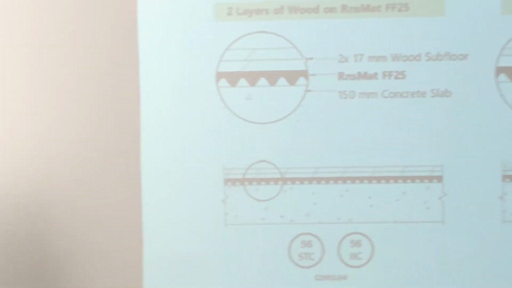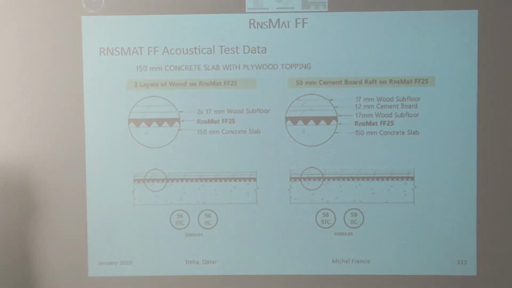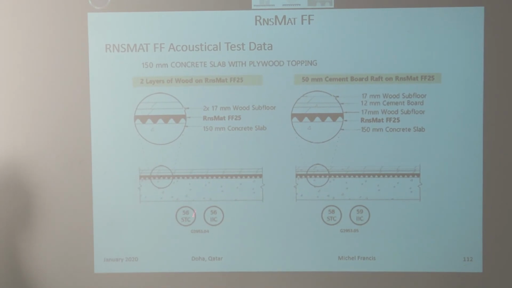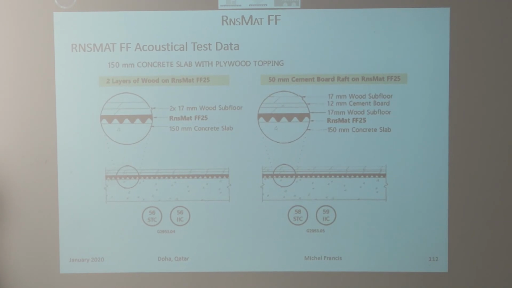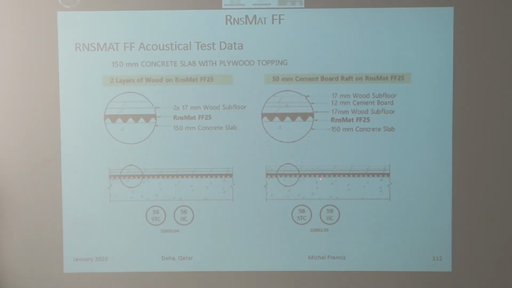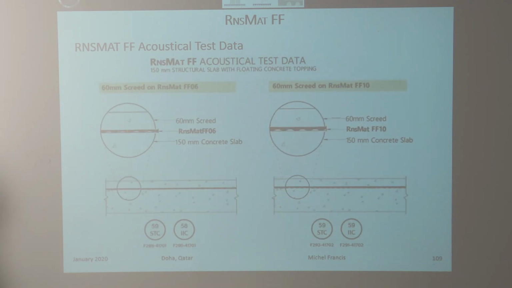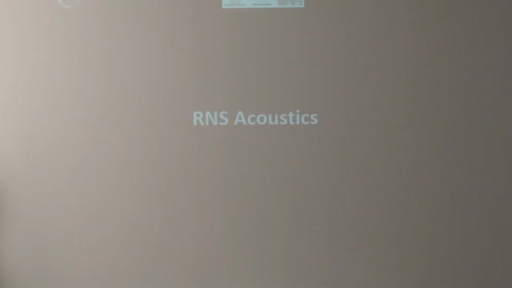But still you have other examples. So you can see here in this example, you have only plywood on top, and still you achieve 56 STC. So you have the 150 mm concrete slab, you have the underlayment and 2 layers of plywood planks. You achieve 56 STC and 56 IIC. With an additional 9 mm layer of subfloor, or 17 mm here, you're achieving 58 STC and 59 IIC. If the client tells you, I don't know what to achieve, show them that example, and they can extrapolate.